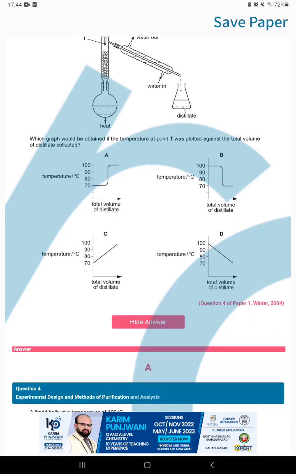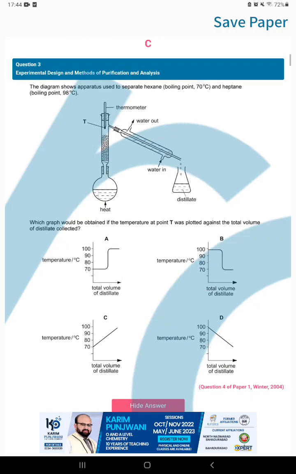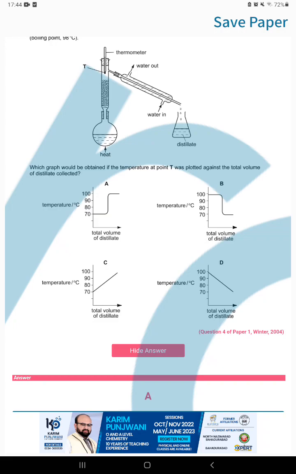Will it go straight exactly? Or will it start from 100? Or will it start from 90 or will it start from 70? What do you think? Because we know it cannot be C or D. Is it A or B? What do you think?